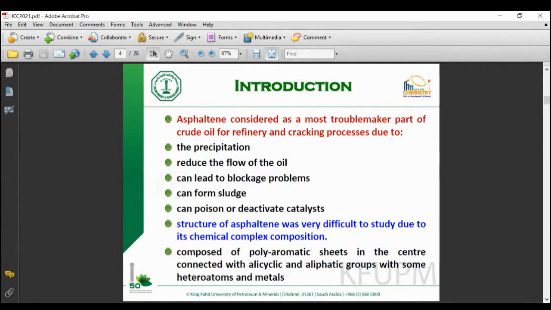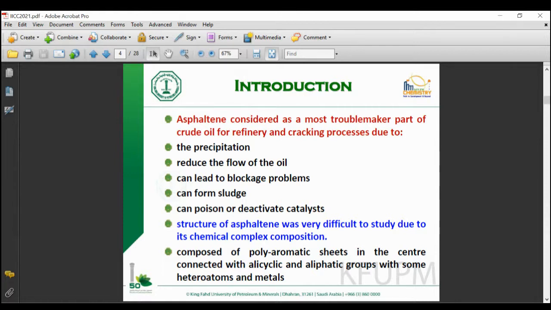Now, what are the asphaltenes? Most of the work had been on asphaltenes as the most troublemaking part of the crude oil for refining and cracking processes. They precipitate out, and once they precipitate out, they reduce the flow of the oil. It can lead to blockage problems, can form sludge, and if part remains, it can poison and deactivate the catalyst in refining or cracking processes.